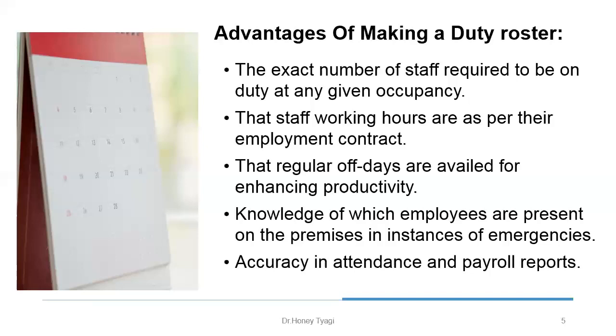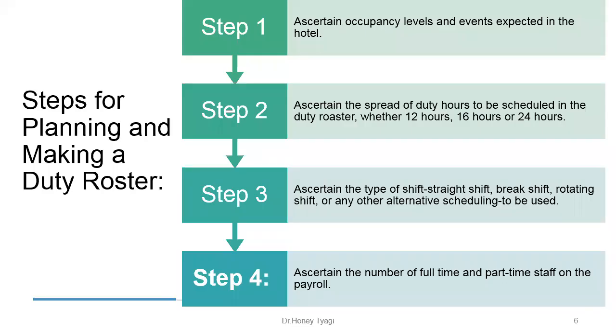Let's look at, in the next slide, steps for planning and making a duty roster. These are 8 steps to be followed, and these are the general steps which are common to all departments in a hotel. Step 1. Ascertain occupancy levels and events expected in the hotel, which means to check occupancy percentage and other events planned in the hotel for that duration. Step 2. Ascertain the spread of duty hours to be scheduled in duty roster, whether 12 hours, 16 hours, or 24 hours.